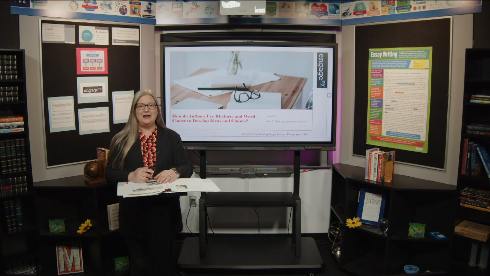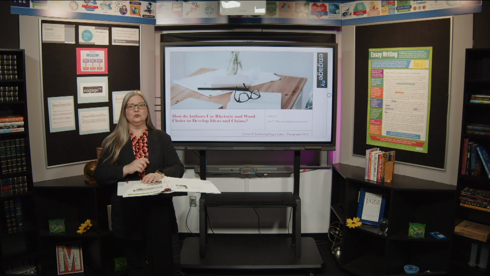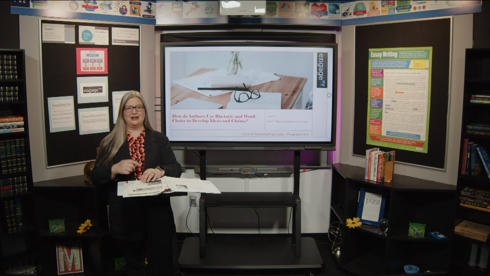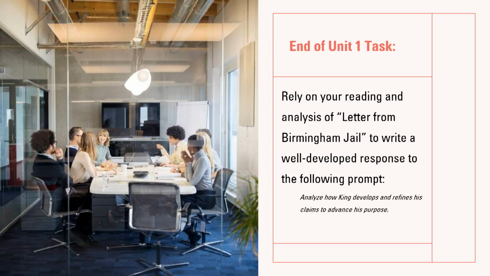As always, I want to remind you that we will have an end of the unit task. That task is to look at your notes and all of the reading that you have done for Dr. King's letter from Birmingham Jail, and to write a well-developed response to the prompt: Analyze how Dr. King develops and refines his claims to advance his purpose in Letter from Birmingham Jail.